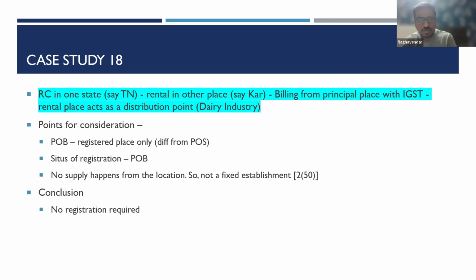Whether this can be treated as a place of business for the purpose of registration, or as a fixed establishment. In my understanding, place of business will be the registered place. No supply is happening from that location, so it is not a place of business. It is neither a fixed establishment. So it need not be added as an additional place is my view. What is the basis?